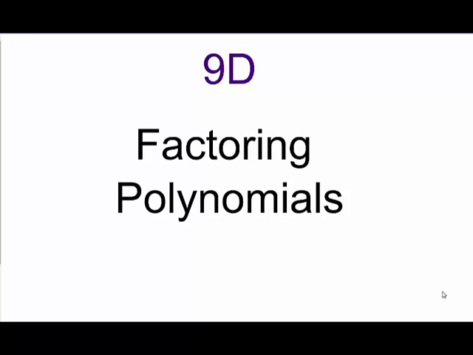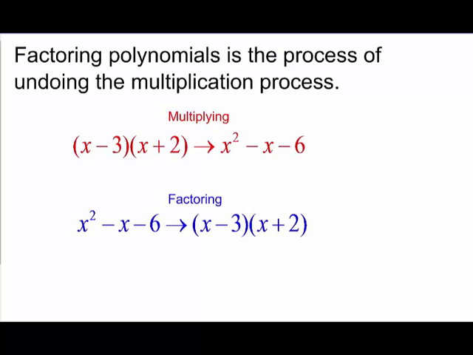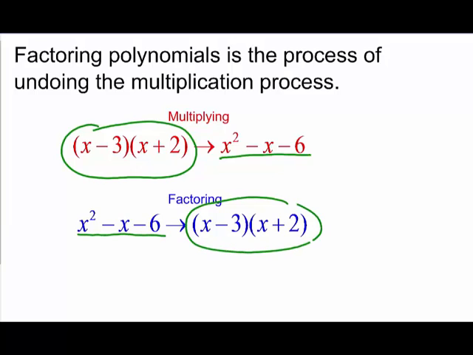Today we're going to be looking at learning target 9D, which is factoring polynomials. Factoring polynomials is just the process of undoing the multiplication that we've learned earlier. So in learning target 9A, we started looking at multiplying, so taking two expressions, multiplying them together to get to a problem that looks like this. Now we're going the other way around. So we're taking this problem and breaking it into its factors.